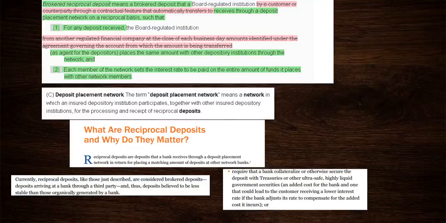Basically right here, deposit placement network means a network in which an insured depository institution participates together with other insured depository institutions for the processing and receipt of reciprocal deposits. Now, basically, it requires that a bank collateralize or otherwise secure the deposit with treasuries or ultra-safe, highly liquid government securities, which is an added cost to the banks for them to do this.